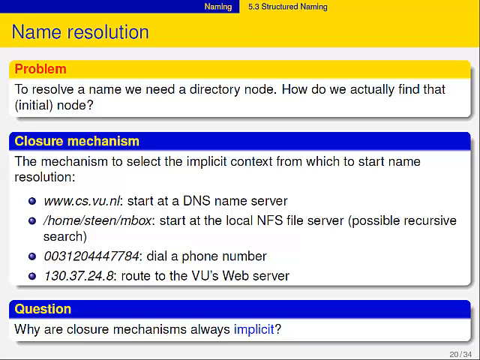That's the problem. And here are some examples of this closure mechanism. I just mentioned, you know where your initial DNS server is. You know where your local NFS file server is to start. Here's a phone number, a very old one actually, because we don't have the 444 anymore. And you know where to start. And again, here's an IP address, and hey, it's hard-coded on how to find that IP address.